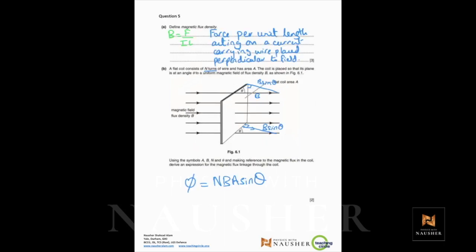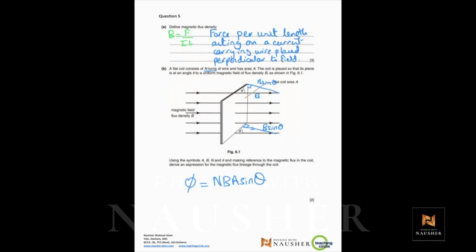So what is magnetic flux density? It's given by this formula. It's the force per unit length acting on a current carrying wire placed perpendicular to a field. Now, whenever you have a flux density given and going through an area A, and they ask you to calculate the flux linkage, first of all, in linkage, you always have a number of turns.